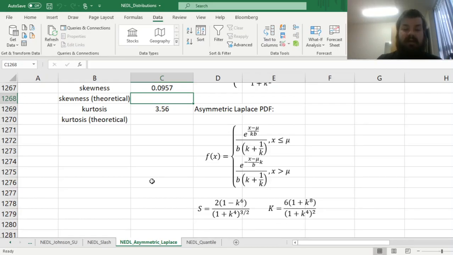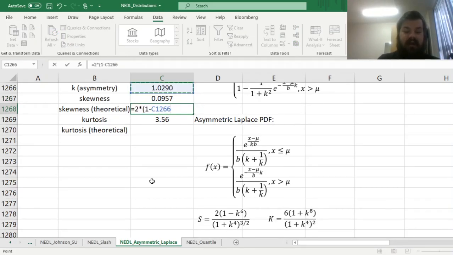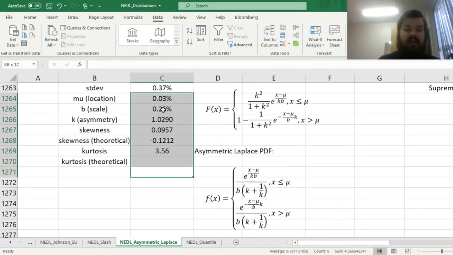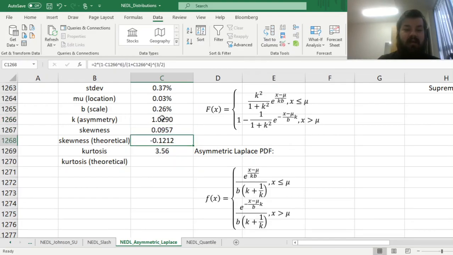So the theoretical skewness would be 2 times 1 minus the asymmetry parameter k to the 6th power over 1 plus the same parameter k to the power of 4, and all this bracket goes to the power of 3/2. So we can see that such a value of the asymmetry parameter k would give us a skewness of minus 0.12 approximately, which is something very representative of bond return benchmarks.